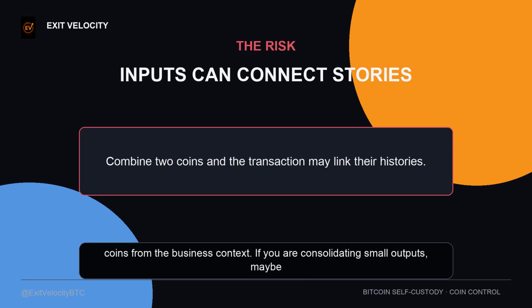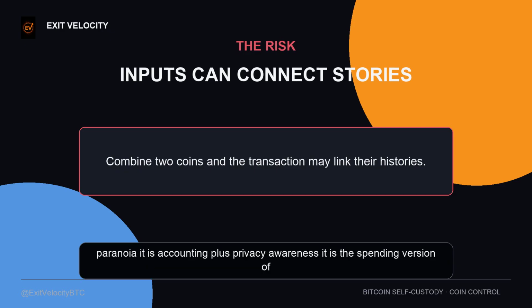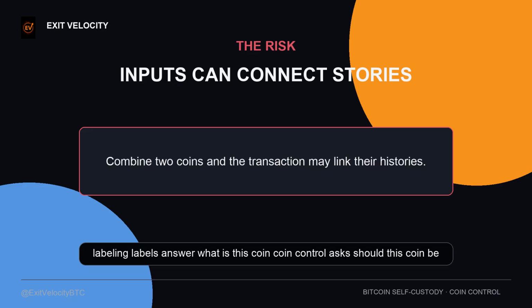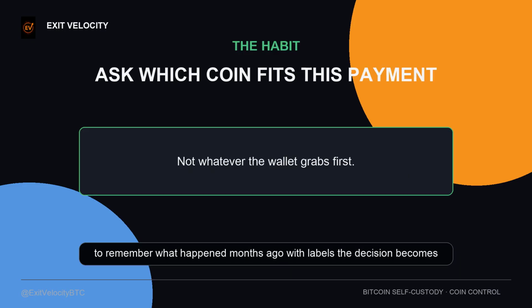Instead of saying, wallet, grab whatever you want, you ask a better question. Which coin should fund this payment? That question changes the habit. If you are paying a public merchant, maybe you do not want to use the coin tied to your cold storage stack. If you are paying a client refund, maybe you want to use coins from the business context. If you are consolidating small outputs, maybe you wait until fees are low and avoid mixing unrelated histories. If a coin has a sensitive origin, maybe you do not merge it casually. Coin control is not paranoia. It is accounting plus privacy awareness. It is the spending version of labeling.